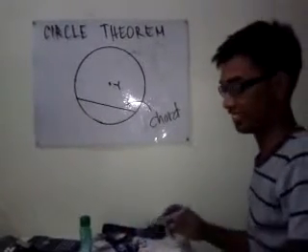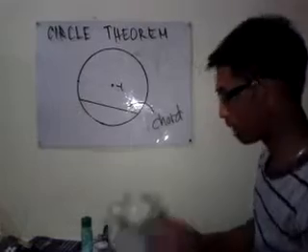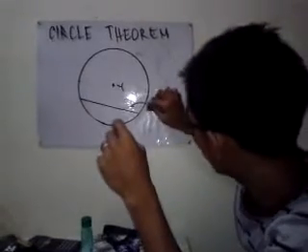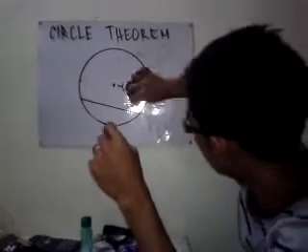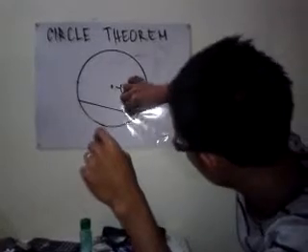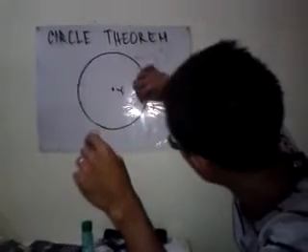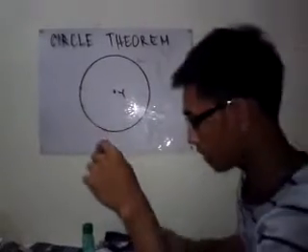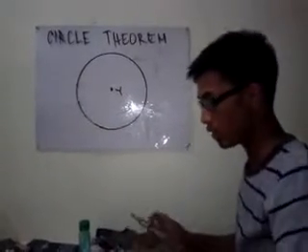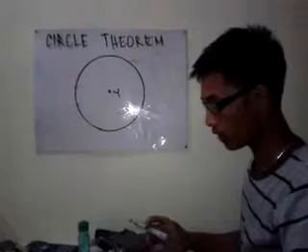Okay, I'm going to erase it now. Hope that you're getting the important points that you should get. Okay. We're now done with radius, chord, and diameter.